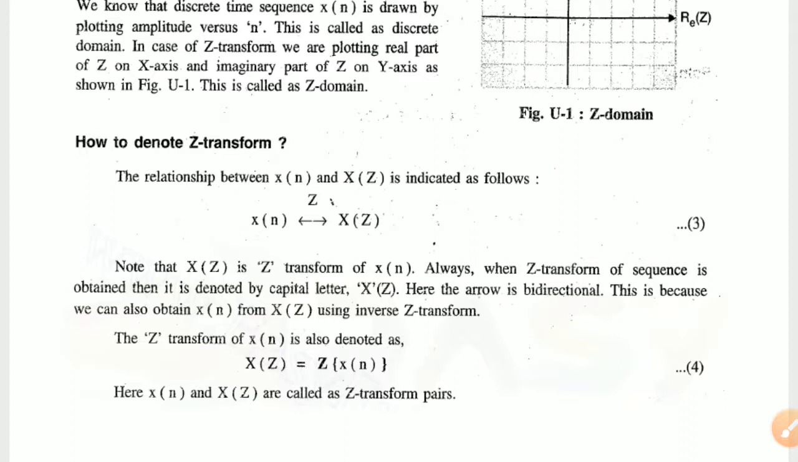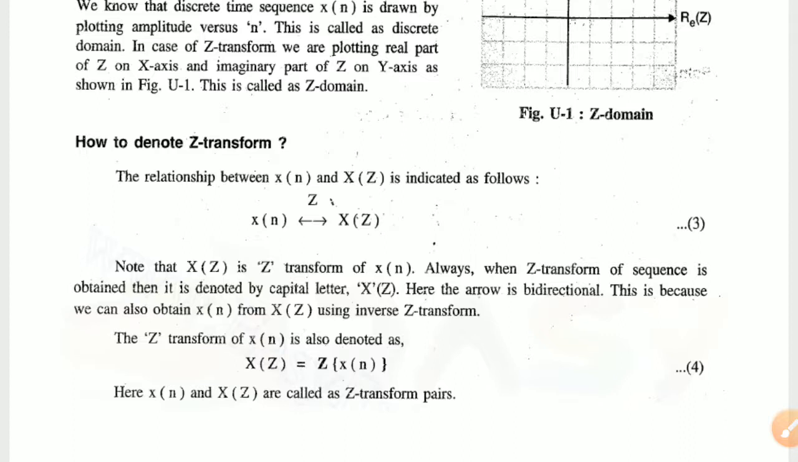Here the arrow is bidirectional. This is because we can also obtain x of n from X of z using the inverse Z transform. So there are basically two meanings of this bidirectional arrow in this equation: the Z transform of x of n is nothing but X of z, and we can also find x of n using X of z, which is the inverse Z transform. This is the last subtopic of this chapter, we will discuss it later on. So I guess you all have understood the meaning of this bidirectional arrow shown in this equation, and the next equation is also there.